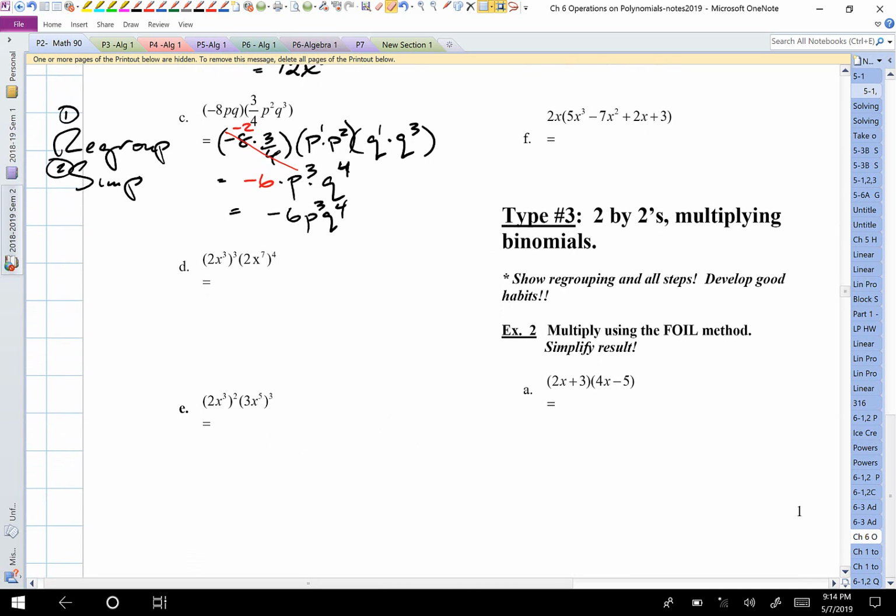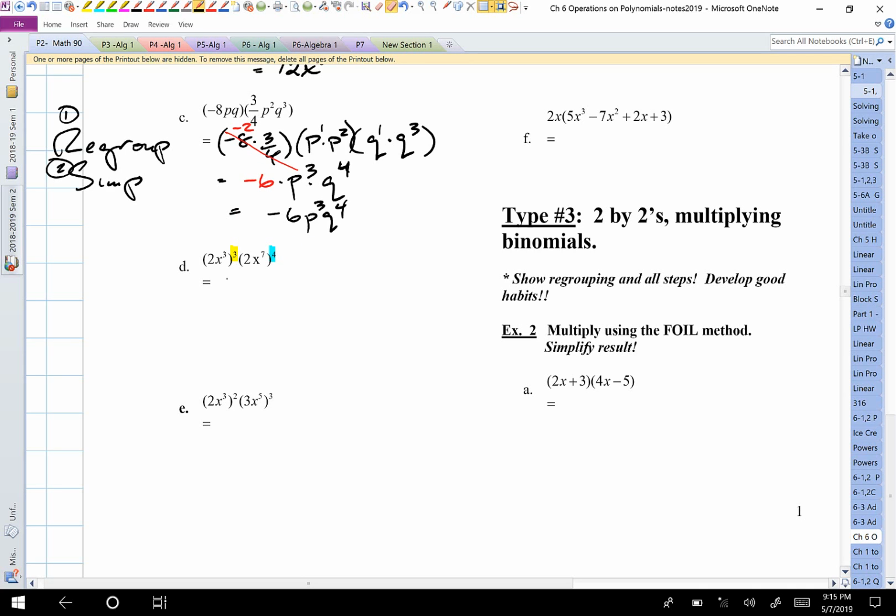Okay. Now, if a monomial is being taken to a power, well, you got to handle that first. And again, refer to section 6.1 and 6.2 because we did all this. Okay, so in my first group, you got to cube everything. So notice this. You got to cube everything. And in my second group, you got to take everything to the fourth.